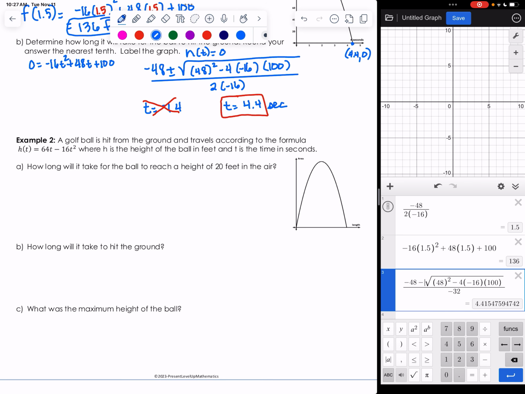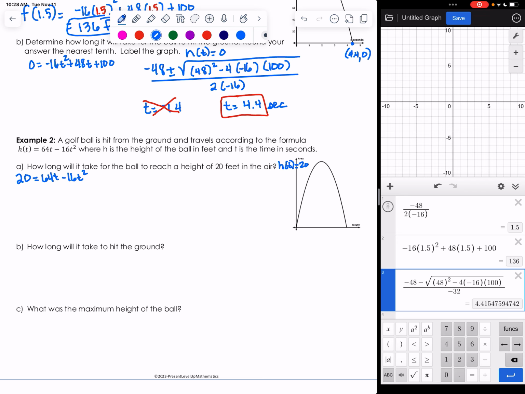So in problem A, they want us to know how long will it take for the ball to reach a height of 20 feet in the air. So in other words, they want h of t to be 20. In the last problem, we were hitting the ground, so we wanted our height to be 0. In this problem, they're wanting the height to be 20. So I'll plug in a 20 for the h of t, and then I'll write down my formula that we were given.